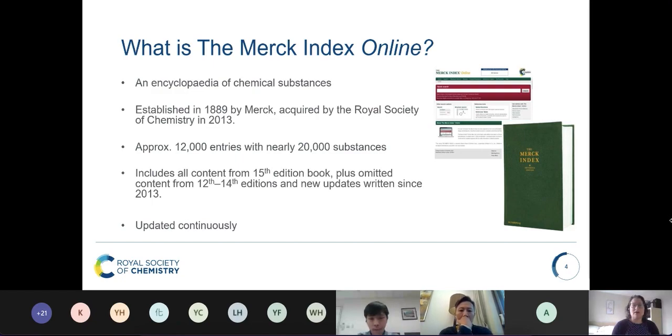And we acquired the rights to this content in 2013 when we made the MerckIndex Online, which is a website. So our website contains about 12,000 entries on chemical substances, and this covers nearly 20,000 chemical substances. And the advantage of a website over a book is that we have no space limits. So obviously with a book, sometimes they would have to take out old content to put in new content for the next edition. So our website has all content from the 15th edition, which is the most recent, plus anything they had to take out from the previous 3 editions.